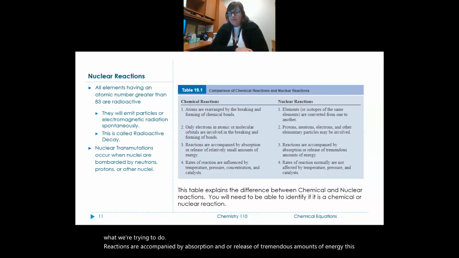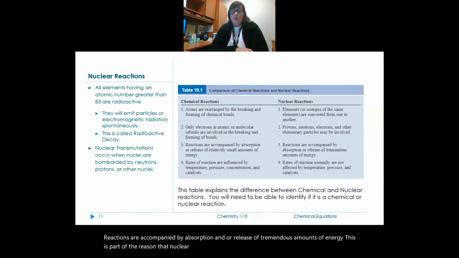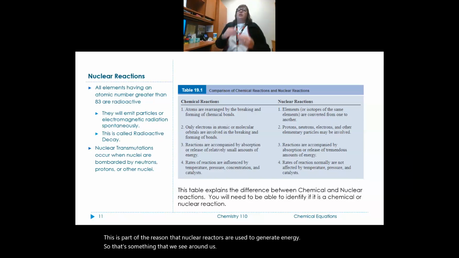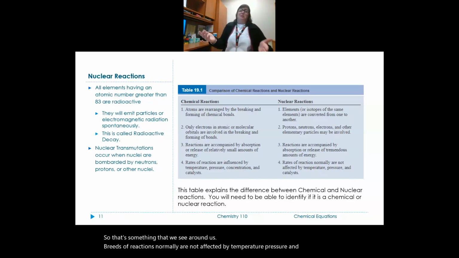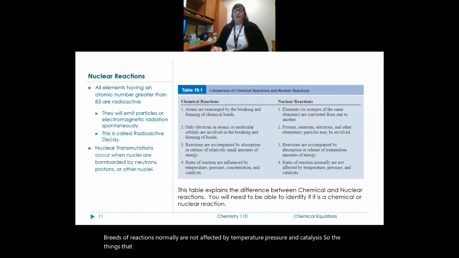This is part of the reason that nuclear reactors are used to generate energy. So that's something that we see around us. Rates of reactions normally are not affected by temperature, pressure, and catalysis. So the things that typically work in a chemical reaction aren't going to work in a nuclear reaction. They are very different. They're two very different processes. Okay.